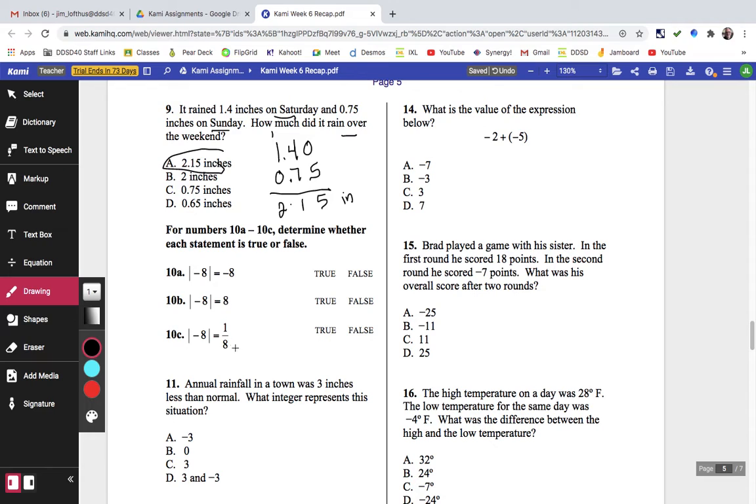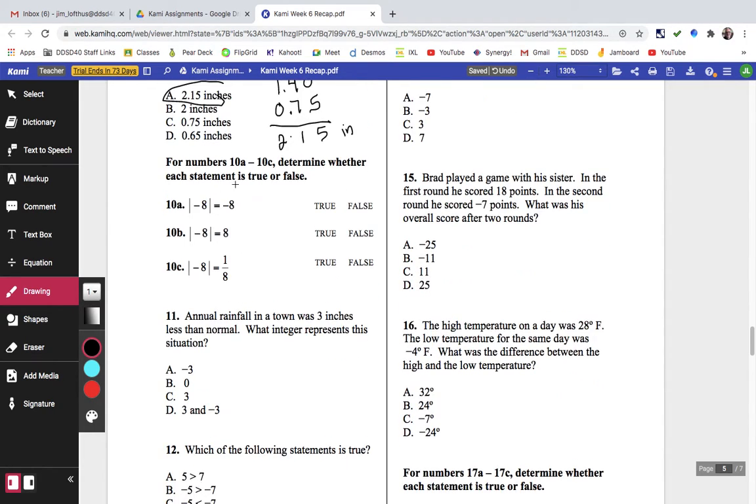For numbers 10A, B, and C, determine whether each statement is true. Okay, the absolute value of -8 is a distance from 0 and is not equal to -8, so that's false. The absolute value of -8 is 8 steps. That's true. And the absolute value of -8 is not 1/8, so that one is false.